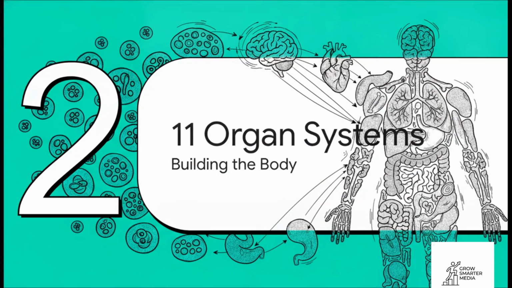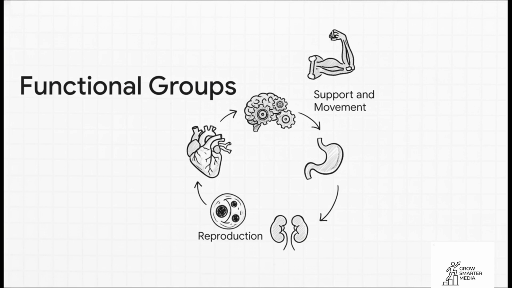Moving right along to part 2, the 11 organ systems, or how we actually build the body. Look, trying to memorize a raw list of 11 different systems is just a recipe for burnout. The real trick here? Categorize them functionally. We've got physical architecture, control centers, an internal supply chain, resource management for absorption and excretion, and, of course, reproduction. Grouping this data by its actual job makes the whole thing instantly intuitive.